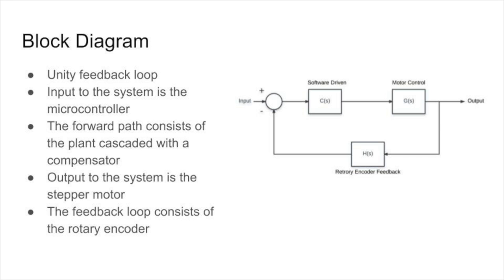To start out with the block diagram, we chose a unity feedback loop, which is essentially the diagram displayed to the right. The input to the system is our microcontroller. The forward path consists of a plant cascaded with a compensator. So it's software driven and it drives the motor controller. The output to the system is the stepper motor. And in the feedback loop, you have the rotary encoder, which goes back to the software.